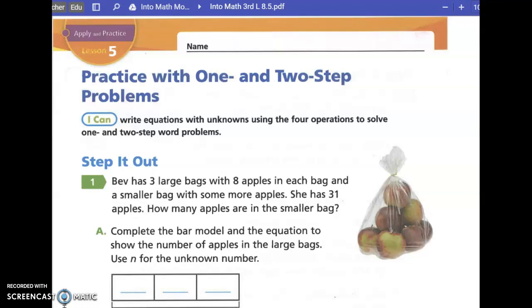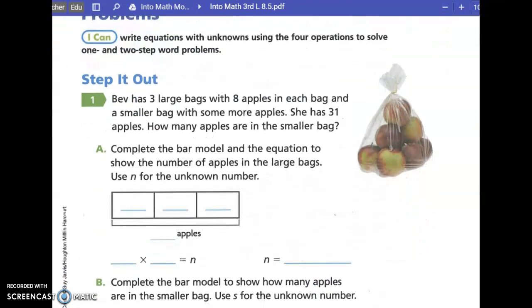What are the 4 operations? Addition. Subtraction. Multiplication. Division. Okay, those are the 4 operations. A 1-step problem means we're going to just do one thing. We're either going to add, subtract, multiply, or divide. A 2-step problem means maybe the first time we'll have to add and then divide or subtract and multiply or something like that. Maybe add twice, maybe divide twice. So let's go ahead and work and see if we can figure it out.